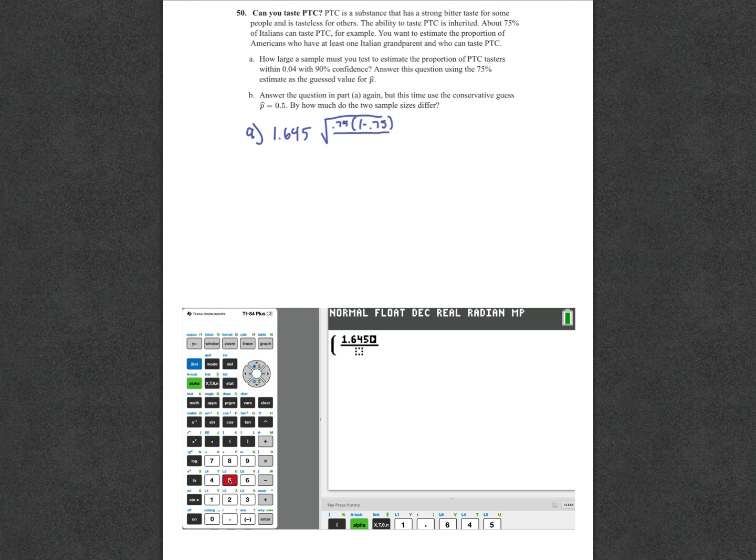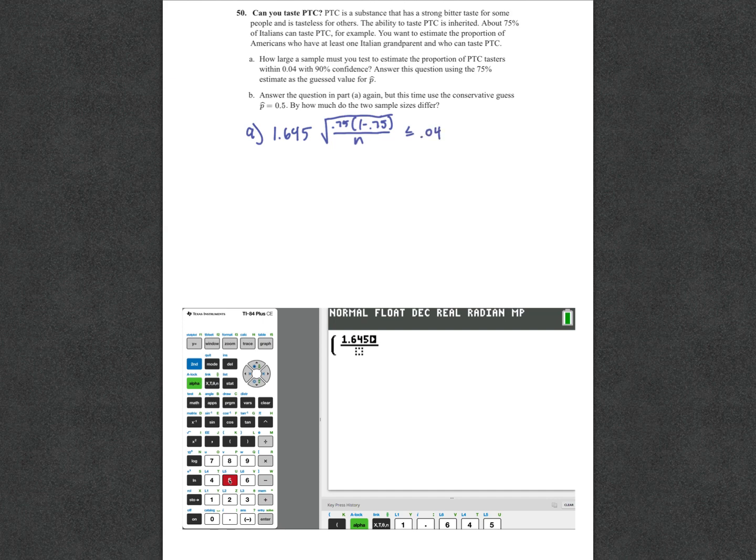Okay, all over our sample size, but this is what we're looking for. Right? How large a sample must you estimate? So that's unknown, our sample size. And then this represents the margin of error. Critical value times standard error is margin of error, and they say they want this to be less than or equal to 0.04.